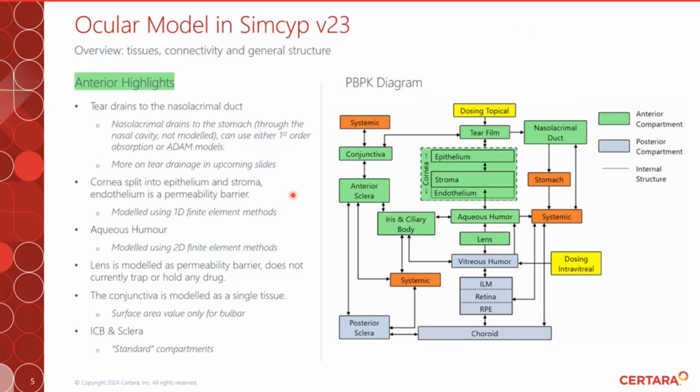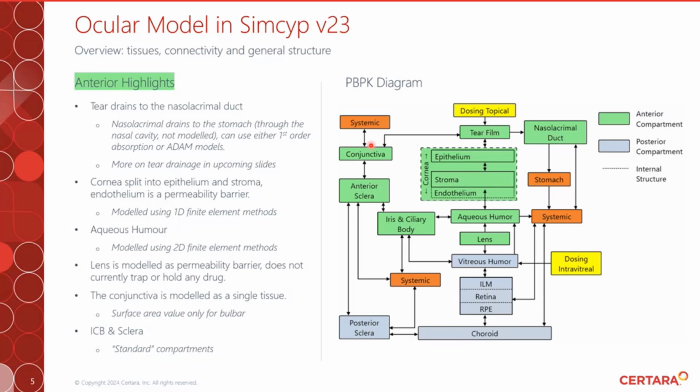And so some highlights, just to give you an idea of how the dosing pathways proceed from the topical dosing. So the tear film is usually where the topical dose ends up, and a huge amount of that usually ends up in the nasolacrimal duct, which is recycled through the stomach back into the systemic, and that often ends up in the posterior of the eye as well.